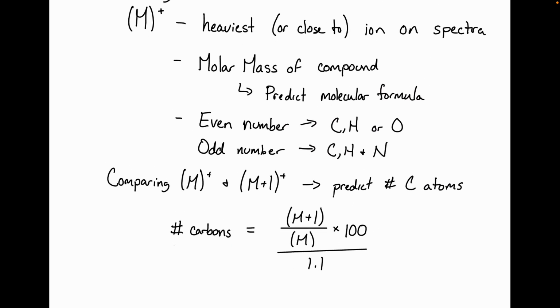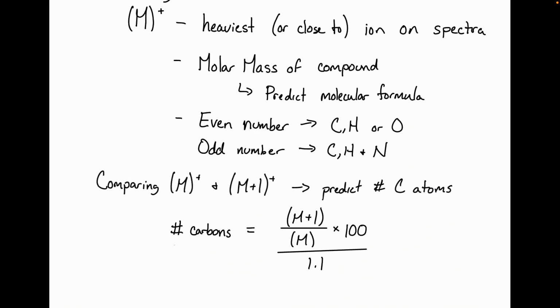Okay, so again, our molecular ion is going to be the one that's on the far end of your spectrum here, right? It's going to be the molar mass of your compound, which is already in and of itself quite a bit of good information. We can look at the value of that number. If it's even, we know we have carbons and hydrogens and maybe an oxygen. But if it's odd, we know we have a nitrogen atom in there as well, so that's a pretty good indication that there's a nitrogen. And then we can go even further by looking at the values of that molecular ion and the M+1 peak and use that to predict the number of carbons.